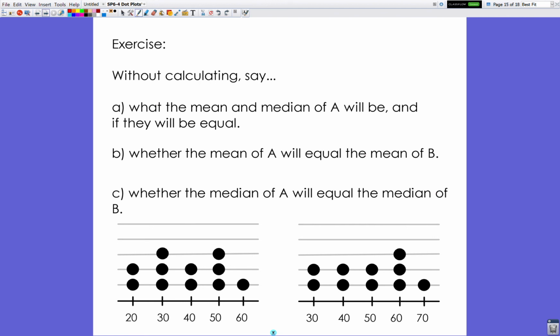Now without calculating, try to answer these 3 questions. When you're ready, play the video and we'll go over the answers together.